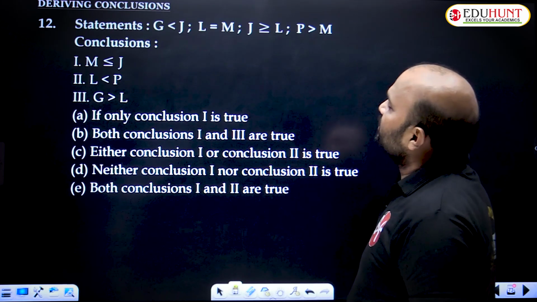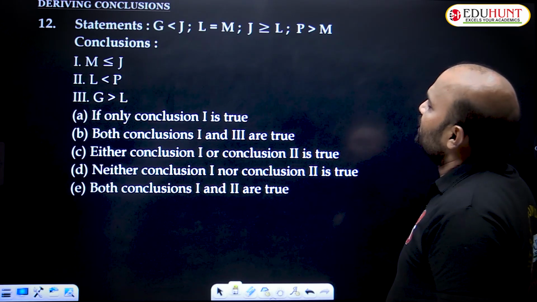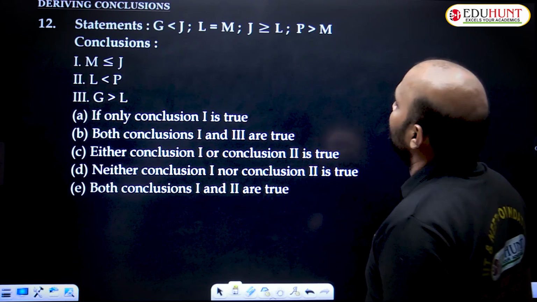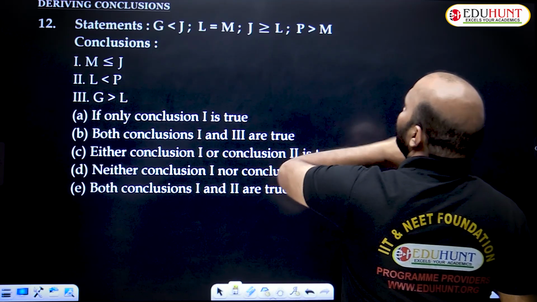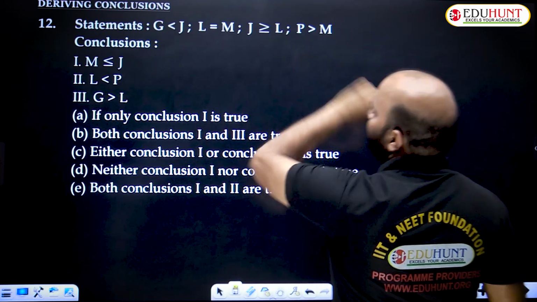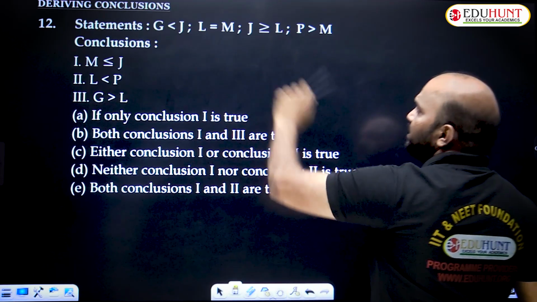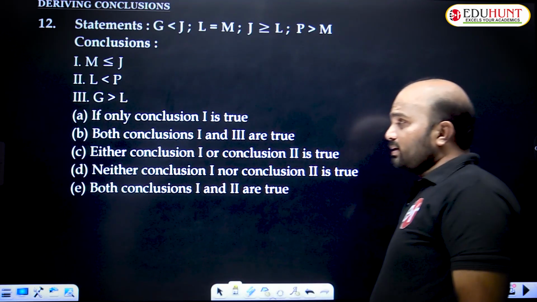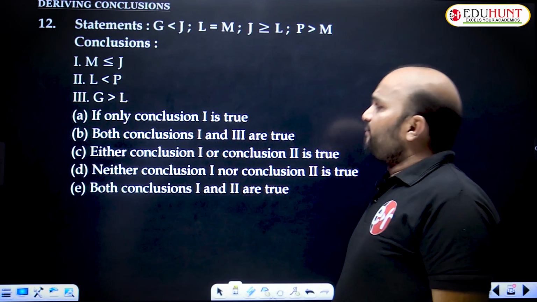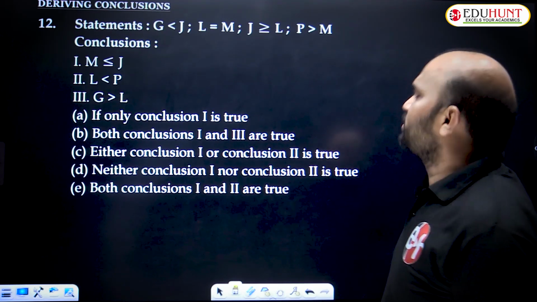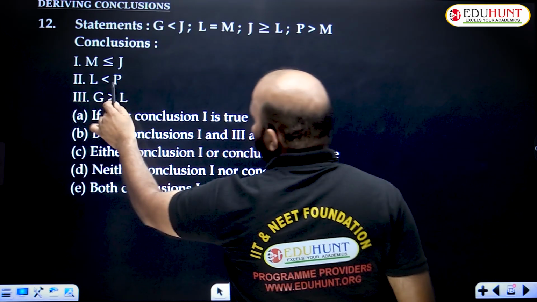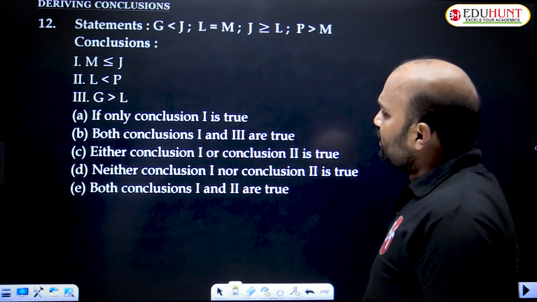Statements. What is given? G is less than J; L equals M; J is greater than or equal to L; P is greater than M. Four statements are given. Based on the statements, how many conclusions are asked? Three conclusions. First conclusion, M is less than or equal to J. Second conclusion, L is less than P. Third conclusion, G is greater than L.